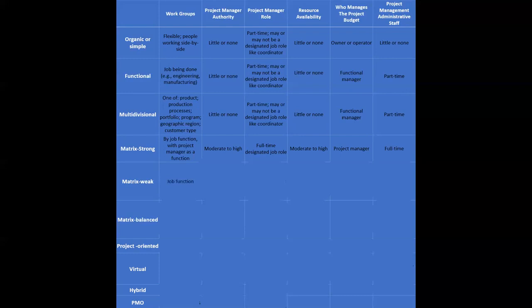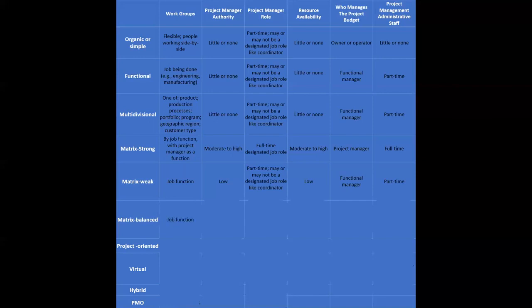In case of matrix weak, we have a well-defined job function for the work group. Project manager authority would be low. Project manager role would be part-time, may or may not be a designated job role like a coordinator. Resource availability will be low. Who actually manages the project budget would be the functional manager. And project management administrative staff would be part-time.